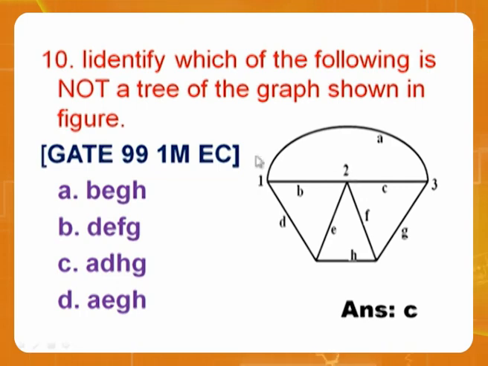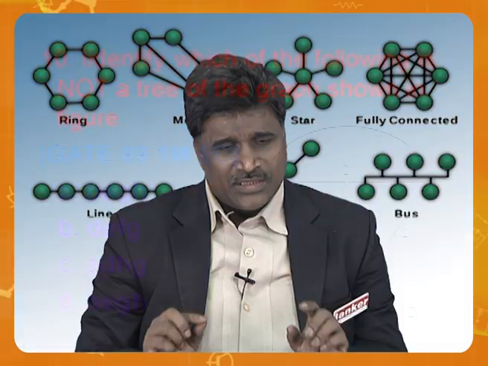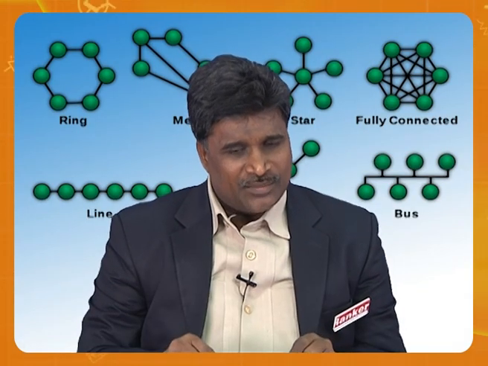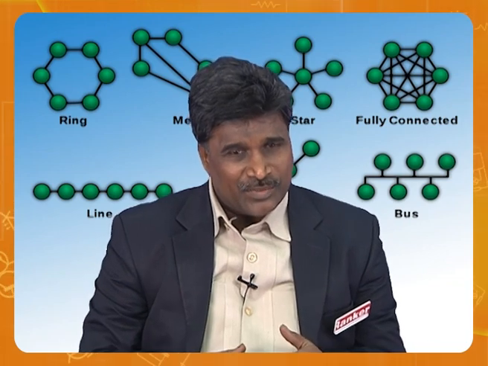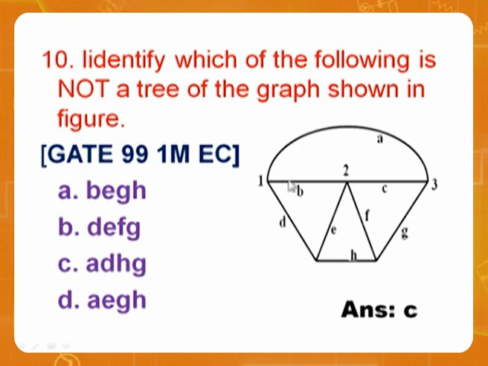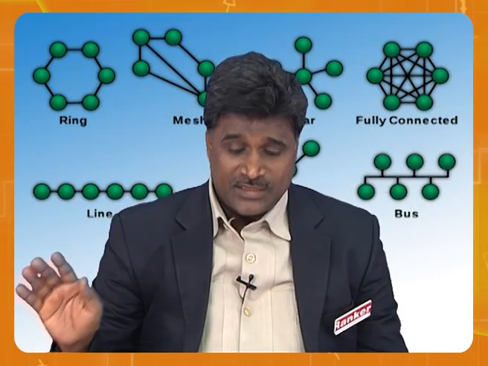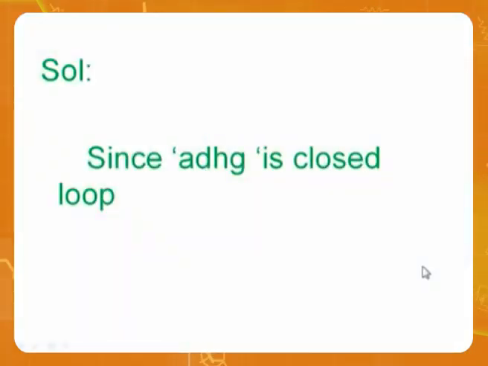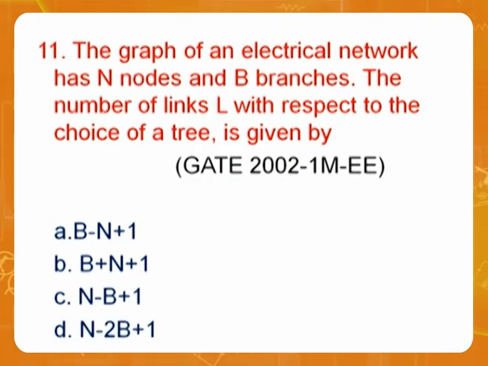Closed. Anything that is closed is a link but not a tree. So the option I am taking is this one, because A, D, H, G is acting as closed. Closed cannot be called a tree. That's it. Then let's go for the 11th problem.